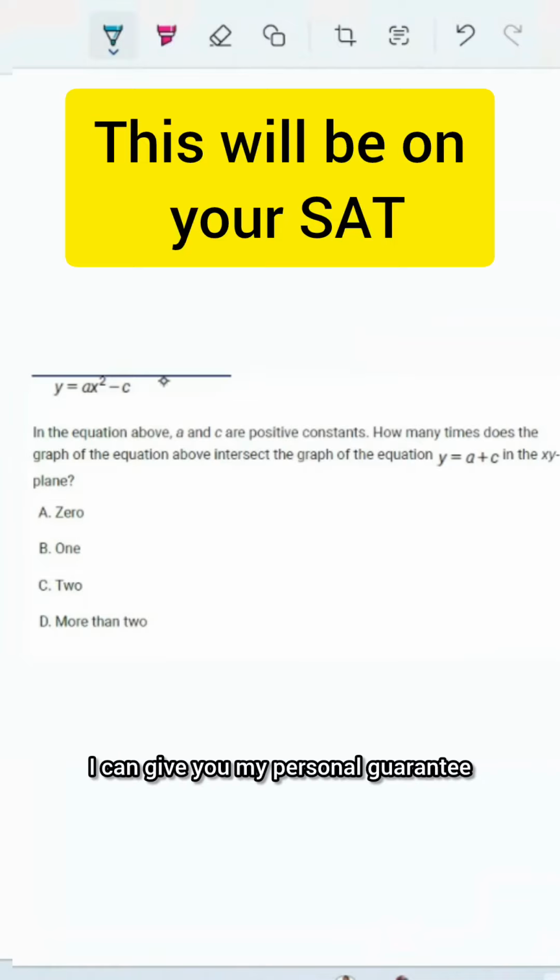I can give you my personal guarantee that this question or a similar question will be on your SAT Math, and especially on Module 2, because it cannot be solved via Desmos and it does not have any numbers. So you have to be really good with your concepts in order to solve this question.